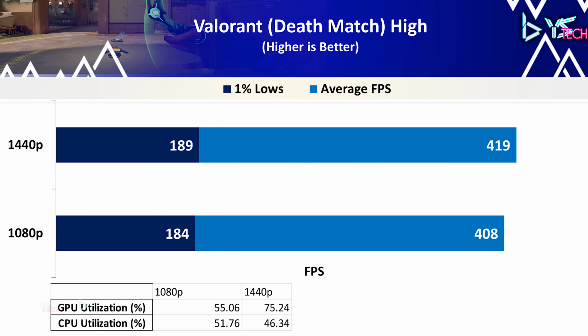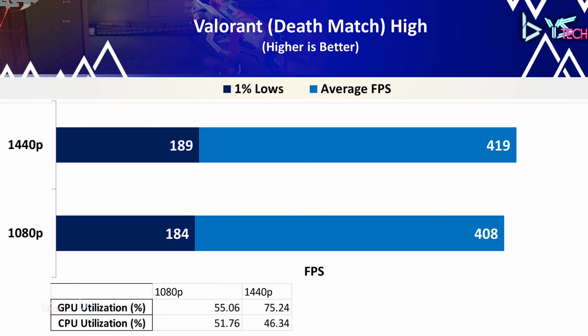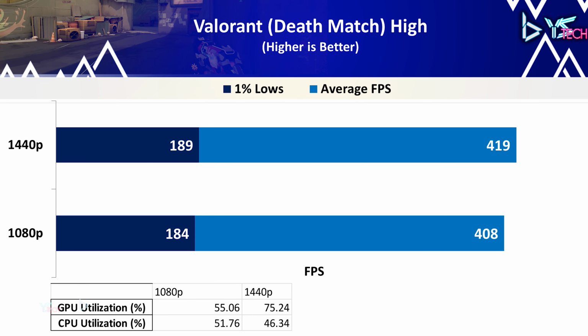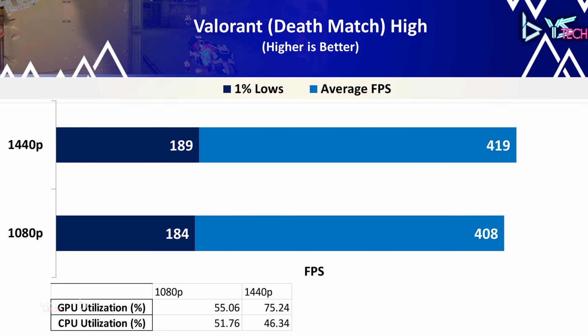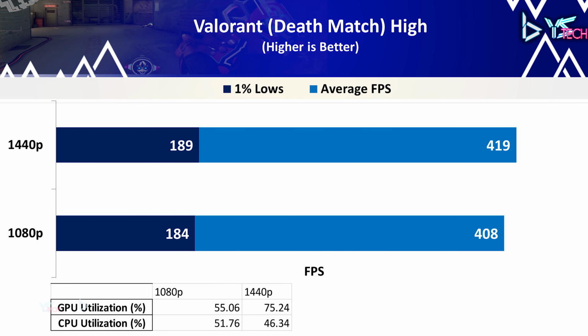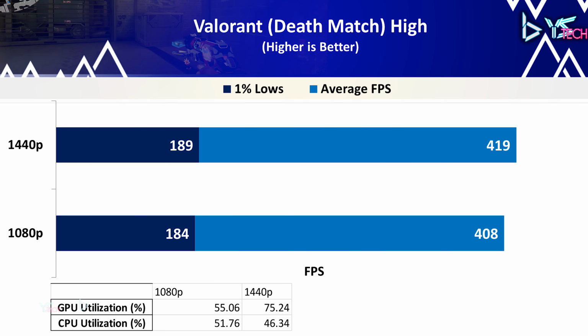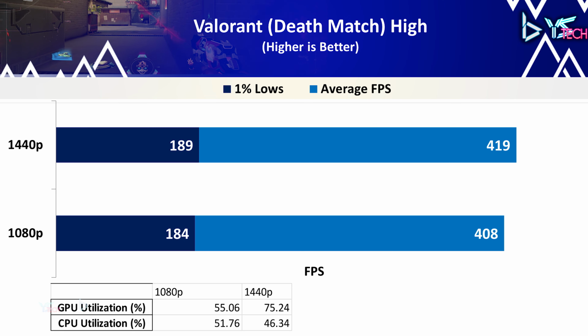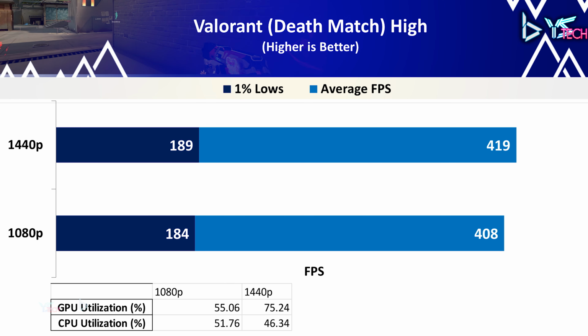Lastly, we have Valorant on high settings. So as we can see here, we're pretty much good to go with a 5600 and the RX 9070 XT for high refresh gaming, as we had an average FPS of 408 on 1080p and 419 at 1440p.